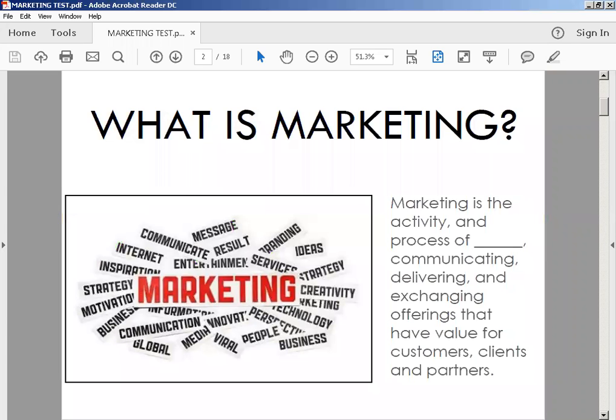Marketing is the activity and process of dash, communicating, delivering, and exchanging offerings that have value for customers, clients, and partners. You have to fill in the blanks. Marketing is the activity and process of dash, communicating, delivering, and exchanging offerings that have value for customers, clients, and partners.